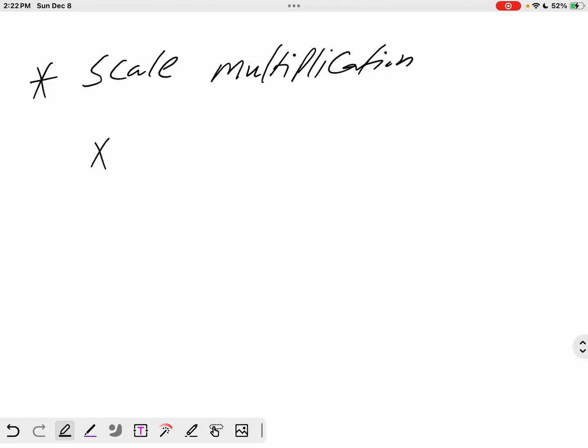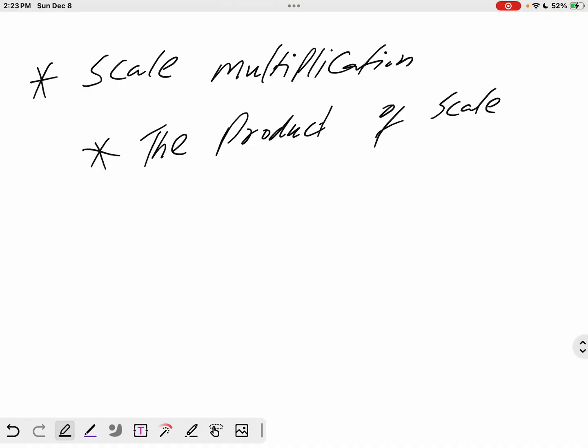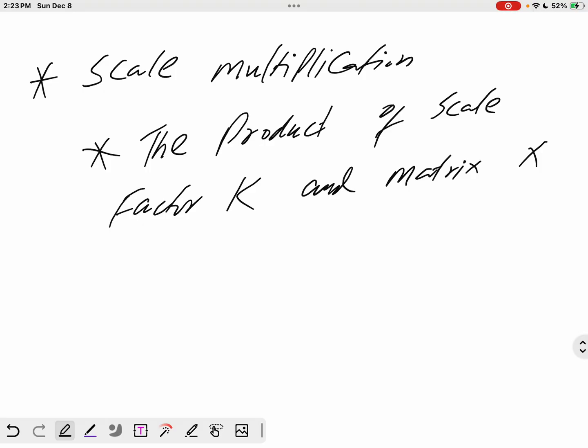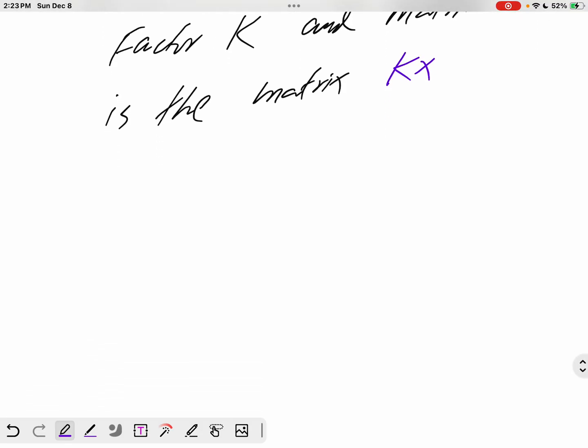So this is the product of a scale factor k and matrix X. It is the matrix kX. Just multiply every single element by the given scale factor k.